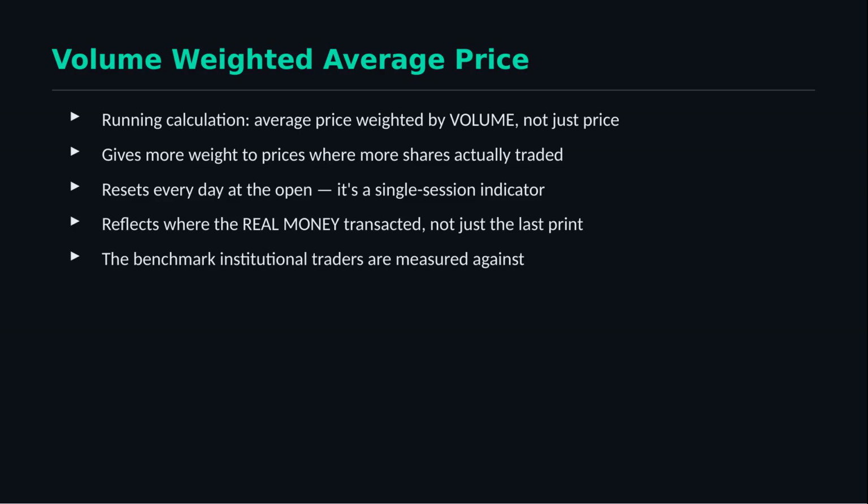VWAP stands for volume-weighted average price. It's a running calculation that shows the average price a stock has traded at throughout the day, weighted by volume. Here's why that matters. A simple moving average treats every price equally, but VWAP gives more weight to prices where more shares changed hands. So if a stock traded 1 million shares at $50 and only 10,000 shares at $55, VWAP will be much closer to $50. It reflects where the real money actually transacted.